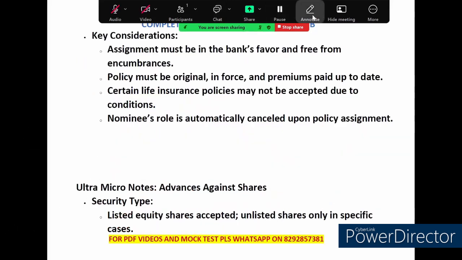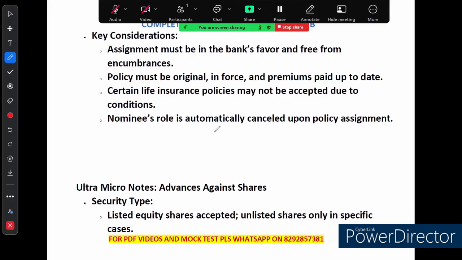Now there are some key considerations; the bank needs to be careful when accepting a life insurance policy as security. The policy must be assigned in the bank's favor and be free from any other claim. The policy must be original, currently in force, and all premiums should be up to date. Some life insurance policies come with conditions that may make them unsuitable for security. And once a policy is assigned to the bank, the nominee, meaning the person who would receive the benefit, is automatically cancelled.